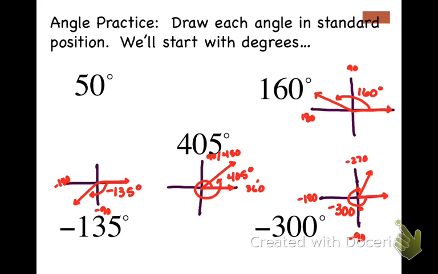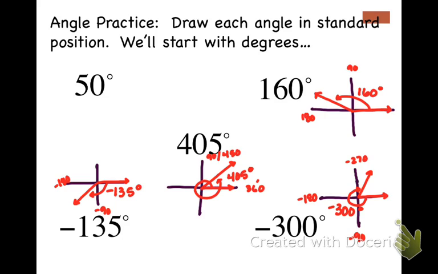So if I kept going, northernmost point's 90, western 180, southern 270, eastern, that initial point, 360. And then I keep going. 90 plus 360 gets me back to 450. So that upper point, it's not just 90 degrees, it's where 450 would end up as well. And so I want to be somewhere between that 360 and that 450. And 405 is actually right in the middle. So my terminal side is going to go right in the middle.